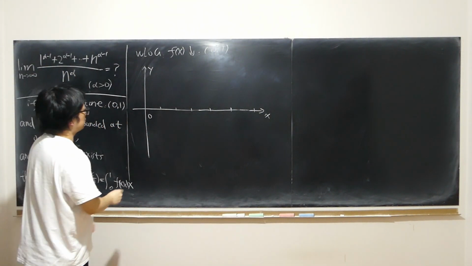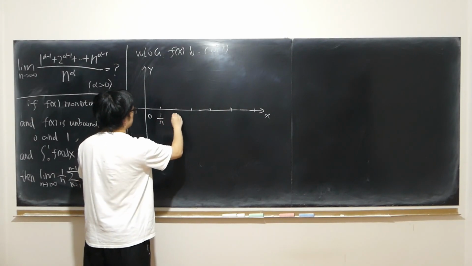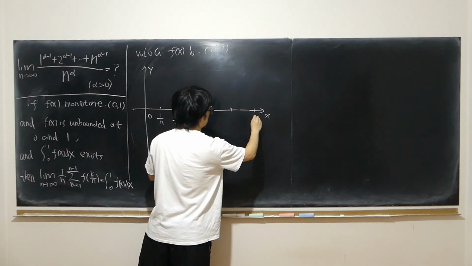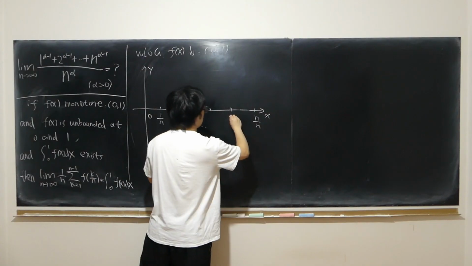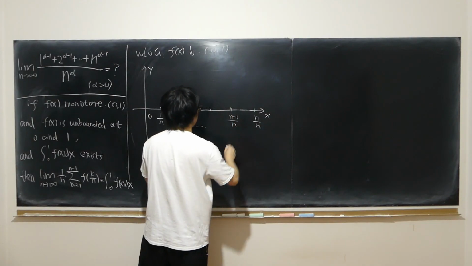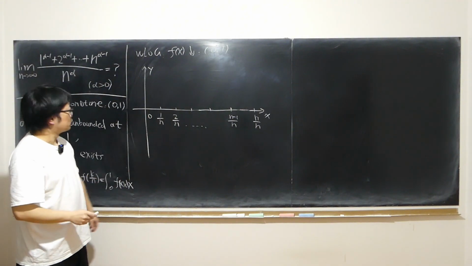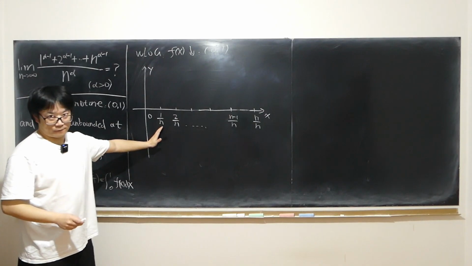So in this case, for example, 1 over n, that is 2 over n, all the way. This 1, that's n over n, and that is n minus 1 over n. Right? We have n small intervals. Now, imagine if I choose n to be big enough.